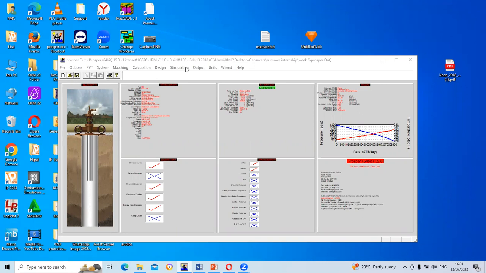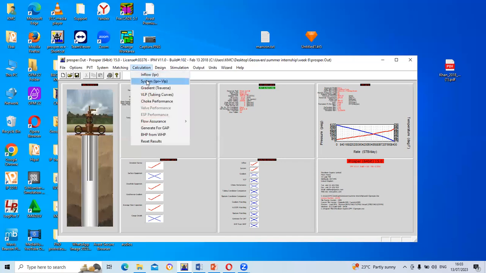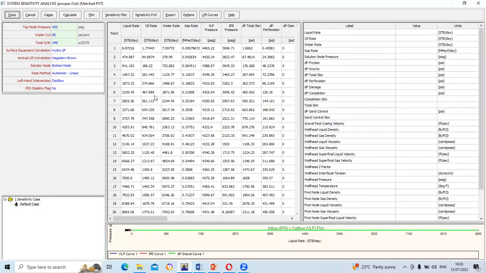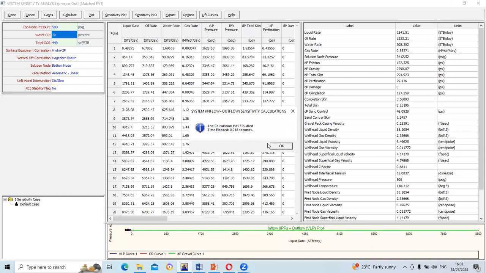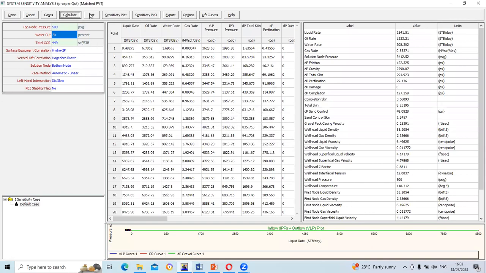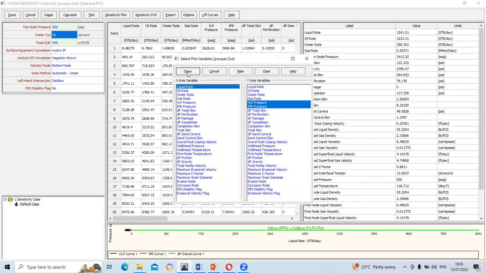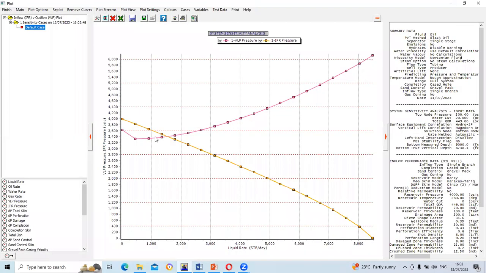I think we still have the plots, go to calculation. Yeah, we still have it. Yes, we could still change this water value and put any water value we have there. We calculate, show results. Then we have our IPR and our VLP. All right, that's what we had.